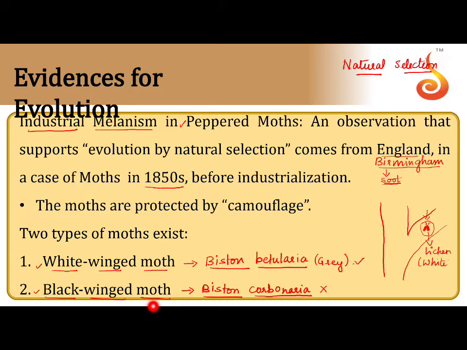But with the onset of industrialization, there was soot production by the industries and these tree trunks were covered with soot. When the soot started covering these tree trunks, lichens did not grow. When lichens did not grow and the entire trunk looked more black in color, if a black winged moth sat on that, it was completely camouflaged, whereas if a white winged moth sat on that, it was not camouflaged and it became prey for the predators.